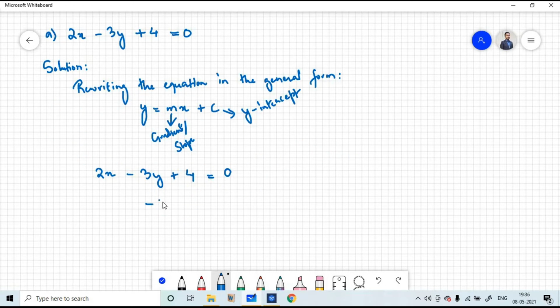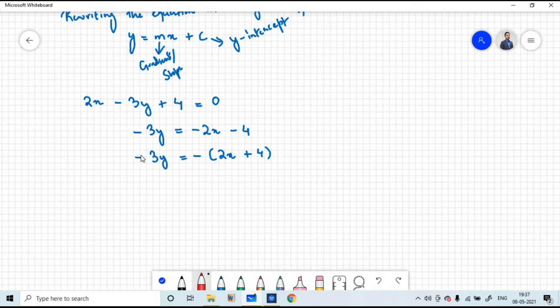Now let us keep the term minus 3y on the left hand side and take all other terms to the right hand side. If we transfer one term from one side to the other, its sign will change. So we will have minus 2x minus 4. If we take minus as common, we are left with 2x plus 4. Minus times plus equals minus. So we can cancel out minus. So we are left with 3y equals 2x plus 4.